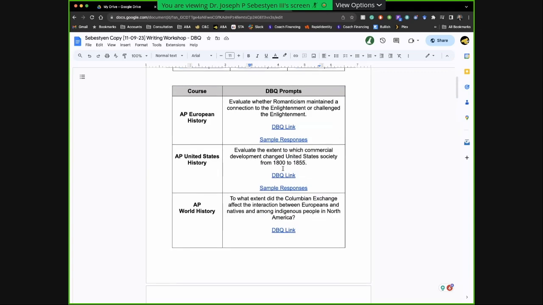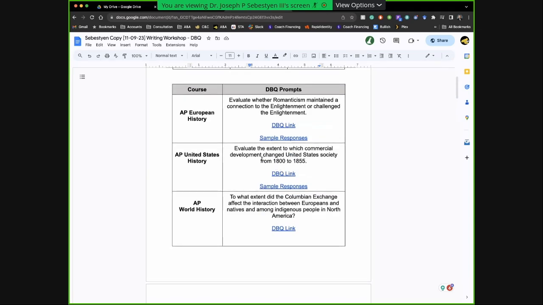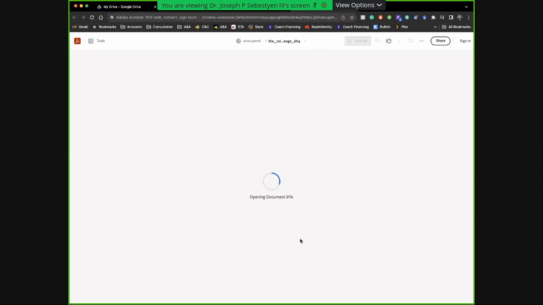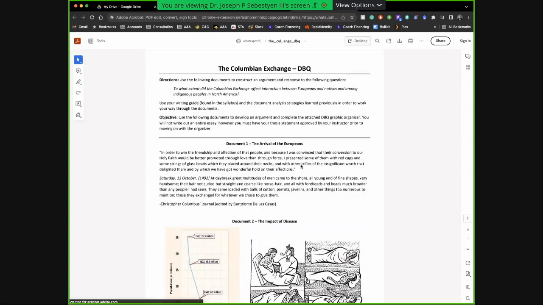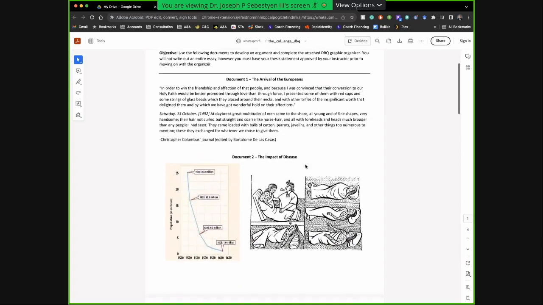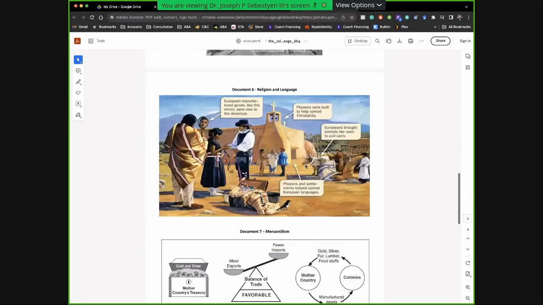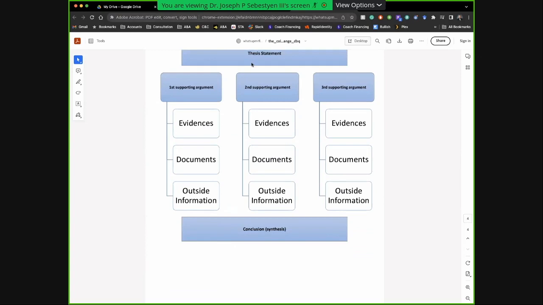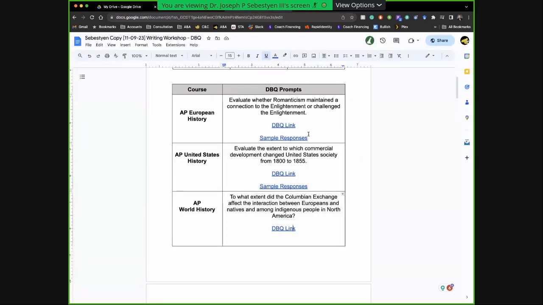All right. So AP Euro and AP World. I'll just be completely transparent. There has not been a DBQ recently from College Board on the Columbian Exchange. So this one's not exactly like College Board, but it does evaluate effects of the Columbian Exchange. I'm probably going to model Euro tonight since I modeled World last time. Just FYI, we did the Portuguese trade last time, but I know you guys just talked about the Columbian Exchange. So that's the DBQ for that.